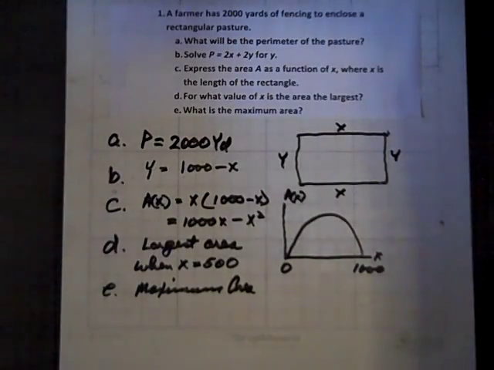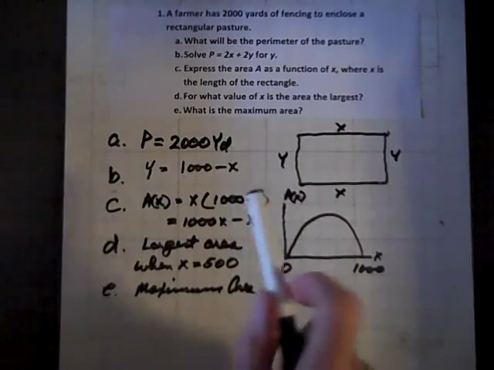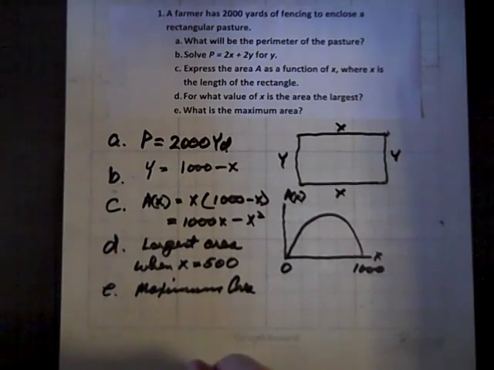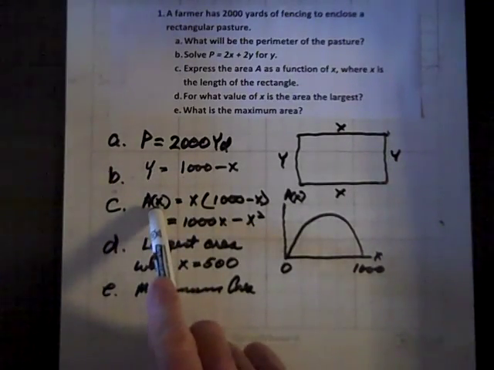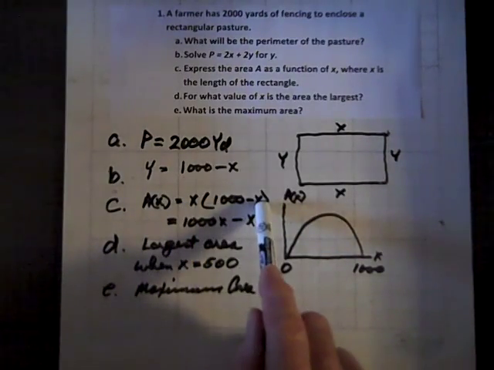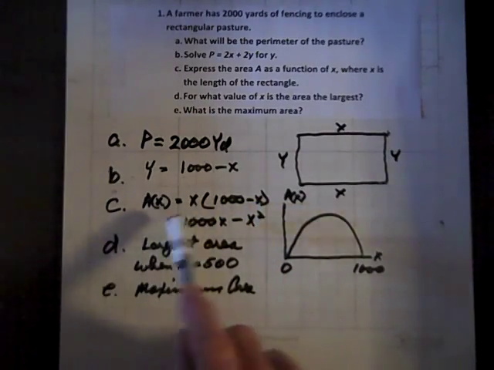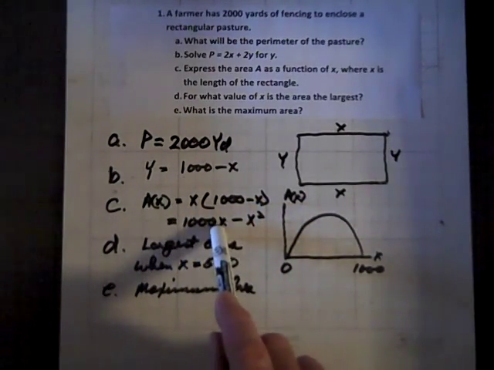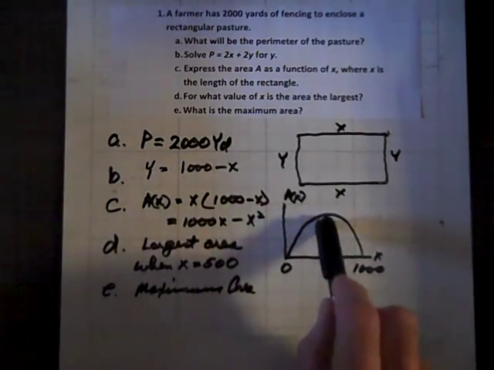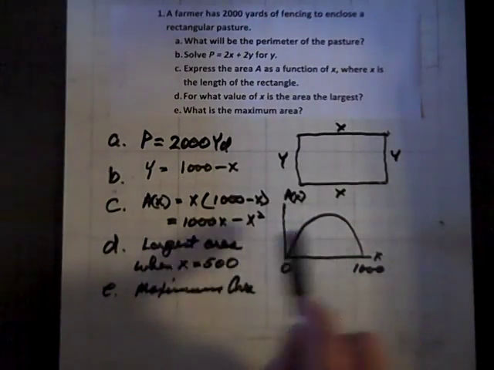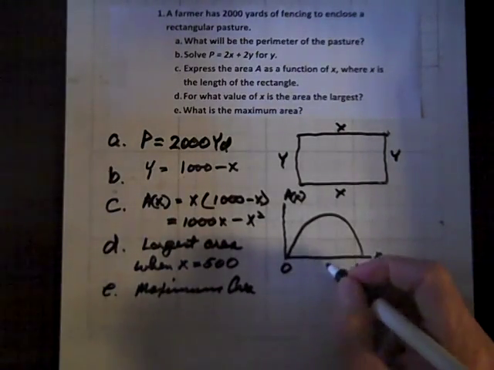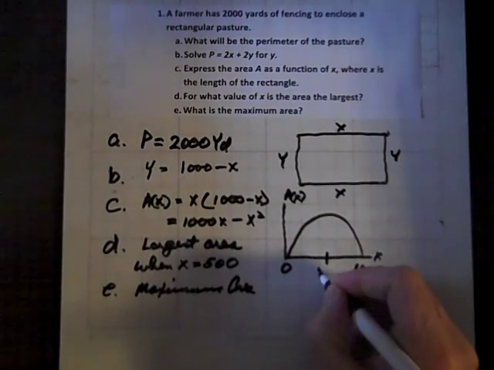Well, to review what we've found so far, we have a perimeter of 2,000 yards. y equals 1,000 minus x. The area as a function of x is x times y, which is x times (1,000 minus x). Or if you were to distribute the x, you get 1,000x minus x squared. And the minus x squared tells us this parabola opens down. The largest area is going to be achieved when x is 500.